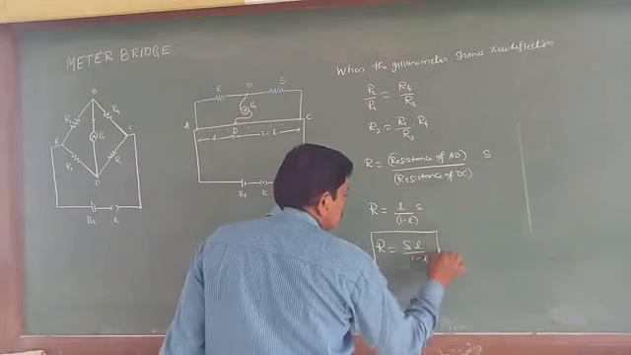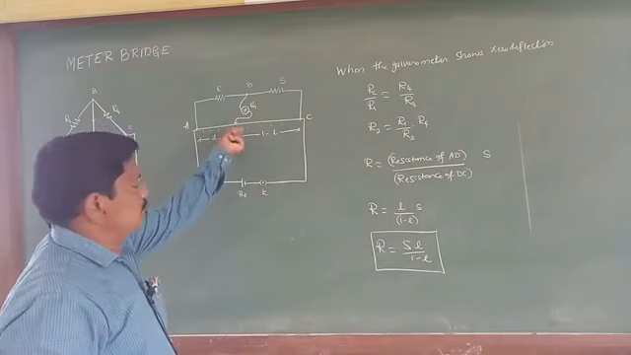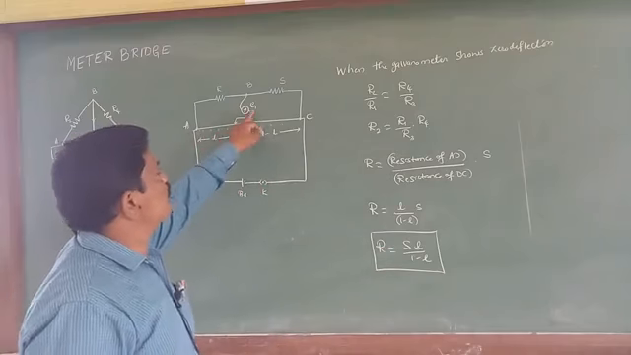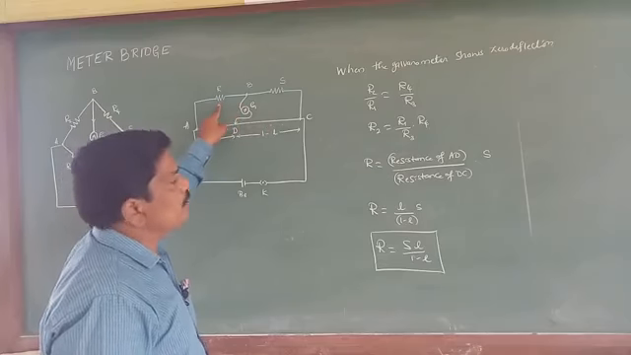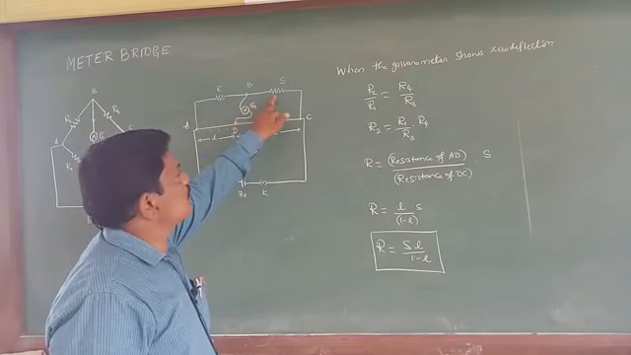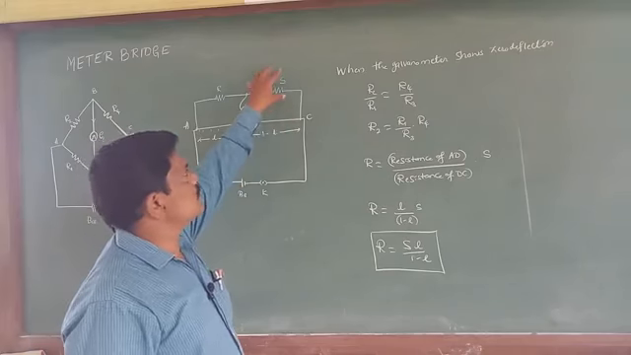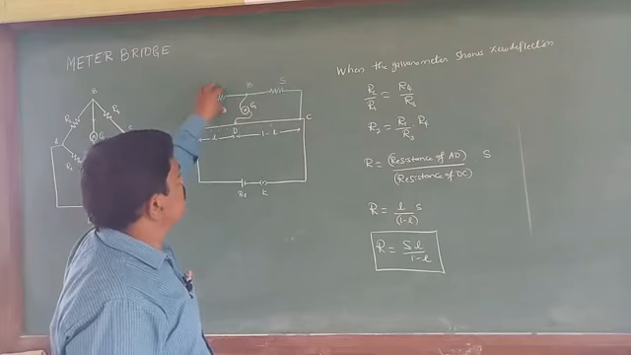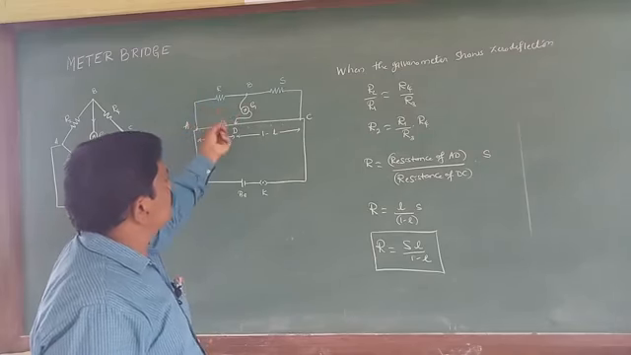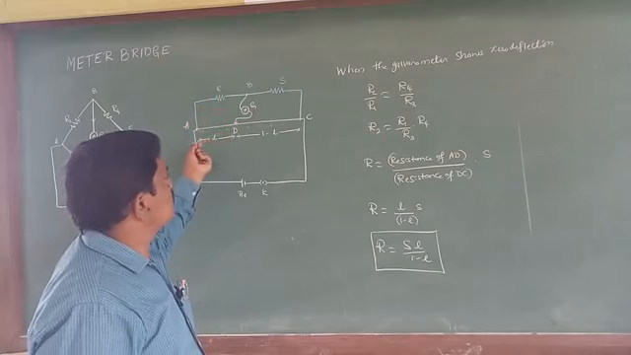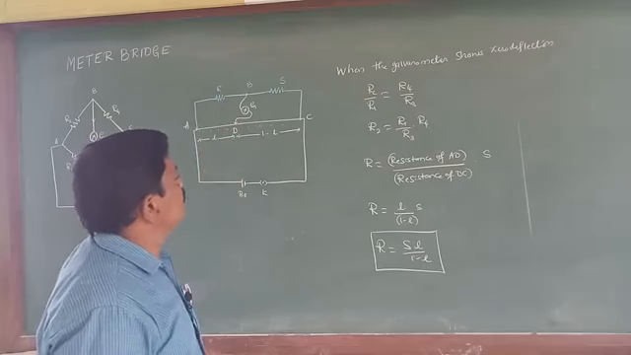So what it means is, simply by adjusting the length to show null deflection, we can easily calculate the resistance of the wire. If this one is the standard resistance, or you use the resistance box here, then this resistance is known, so we can easily find the unknown resistance within a fraction of a minute, or within one or two minutes. So we get the unknown resistance by using this simple arrangement.